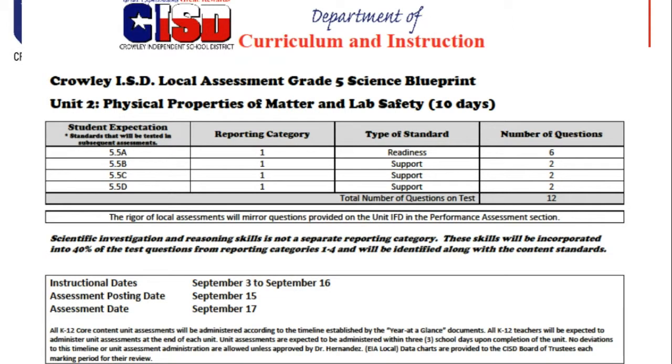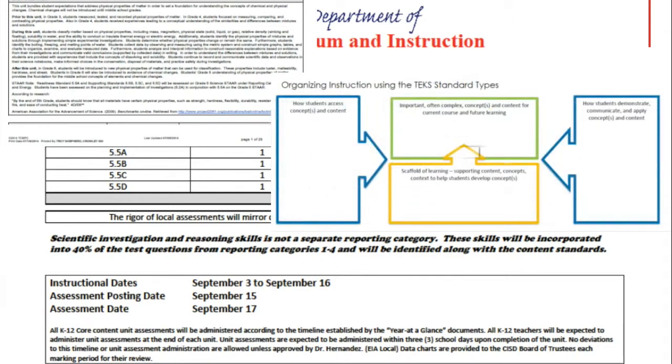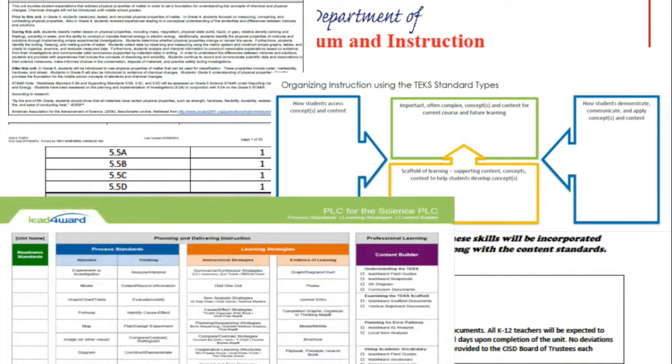The Unit 2 local assessment will be available for printing purposes on September 15th, and the unit should be assessed on September 17th. As per the local assessment guidelines, teachers are to administer unit assessments within 3 school days upon completion of the unit. Materials teachers will need are the Unit 2 IFD, Organizing Instruction using the TEKS Standard Types document, PLC for Science PLC document, and green, yellow, and blue highlighters.